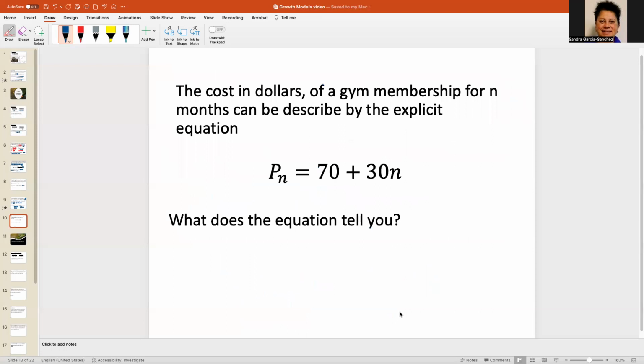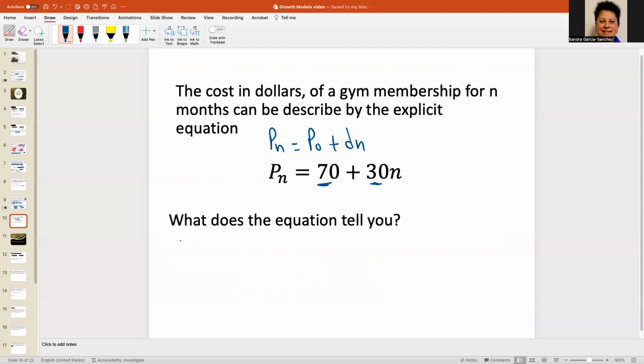The last example about the linear growth gives you something like this, and it's asking you to tell us what the equation is about. Again, remember that the equation is P sub n equal to P sub 0 plus D times n. So the only thing I can talk about is the 70 and the 30. The 70 is P sub 0.